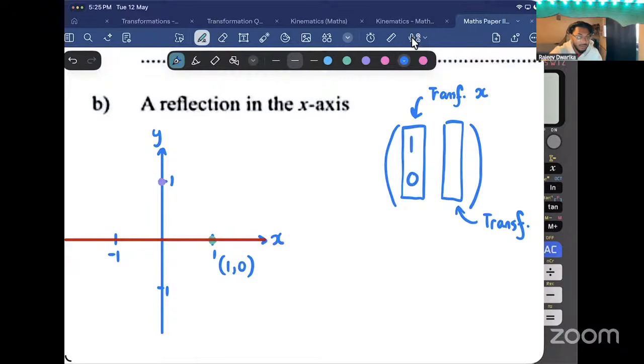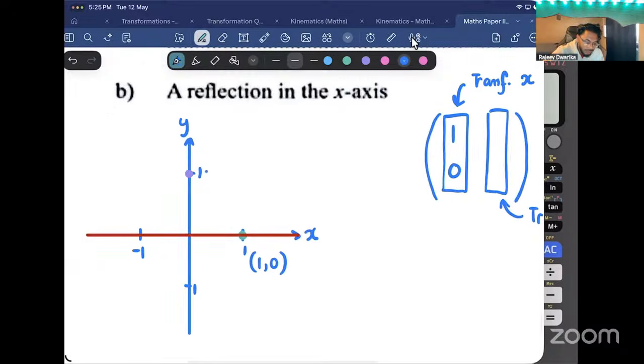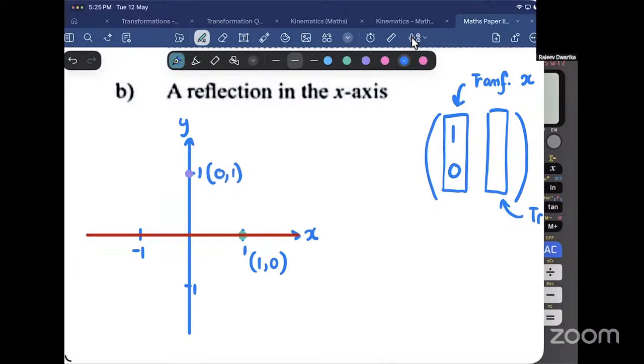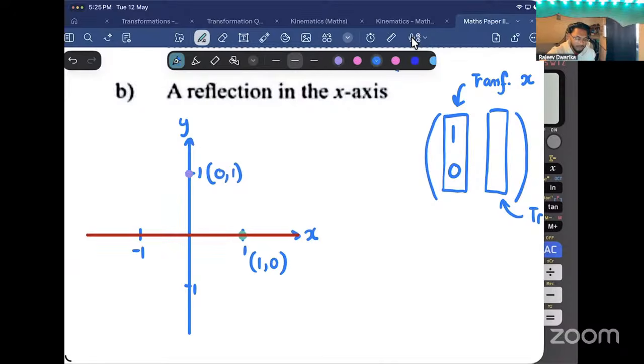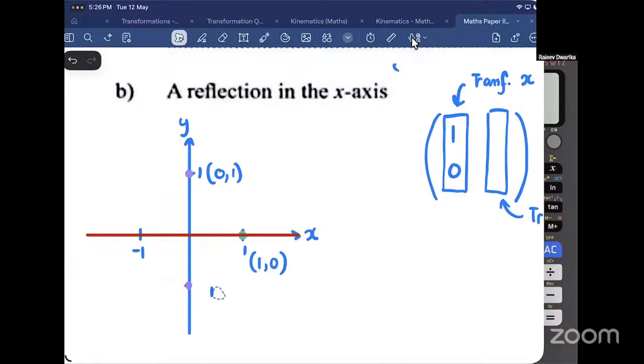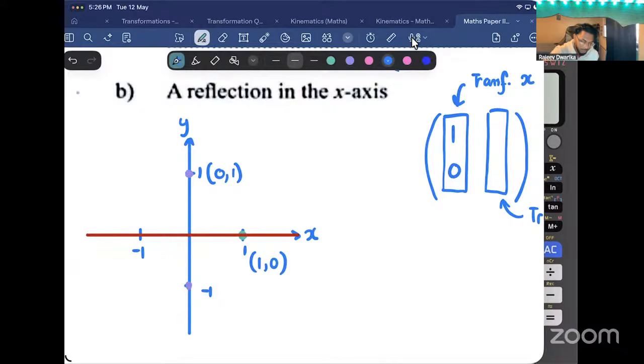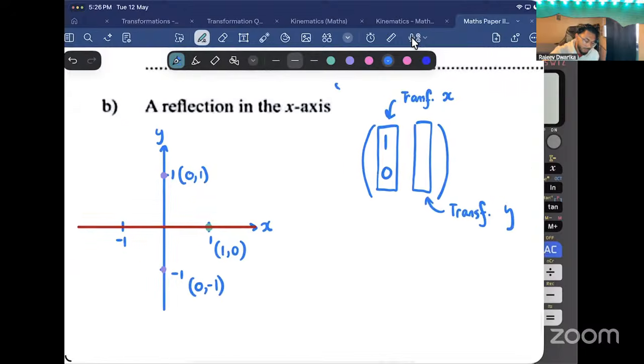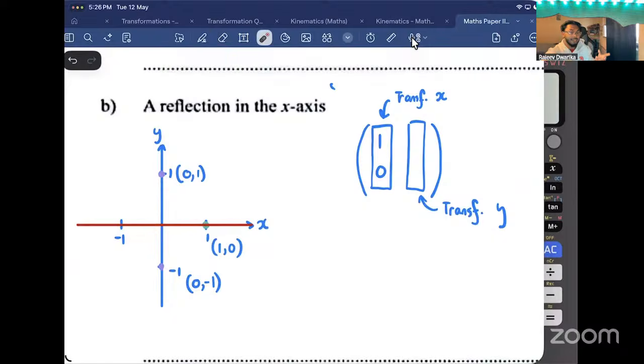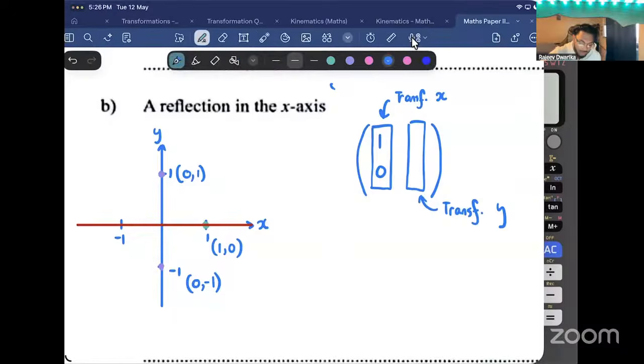Let's look at the next column. Could you tell me these coordinates? 0, 1. After I reflect that along the x-axis, where am I going to end up? 0, -1. Like I said, any 2 by 2 matrix, the first column tells you the transformation that happens to the x value. Nothing happened to the x value, so I just write back 1, 0. What happened to the y value? It changed sign, to 0, -1.